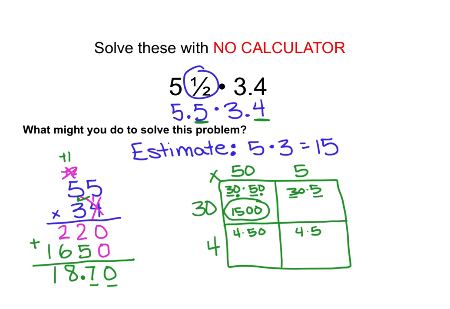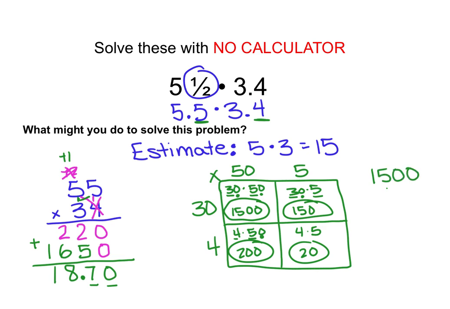Next box, 3 times 5 is 15. Add 1 zero. Circle your answer. 4 times 5 is 20. Add 1 zero for an answer of 200. And last, 4 times 5 is 20. Now this is always the part where we make silly mistakes because we don't line our numbers up very carefully. So be very careful with this. You want to line up the ones place.